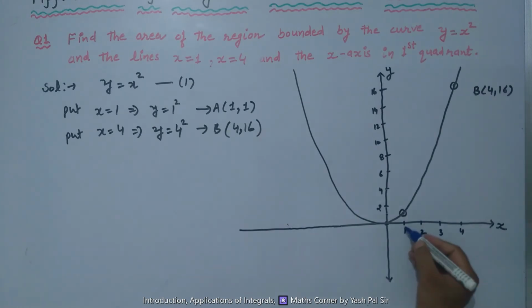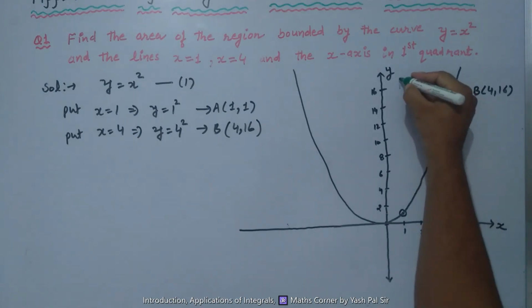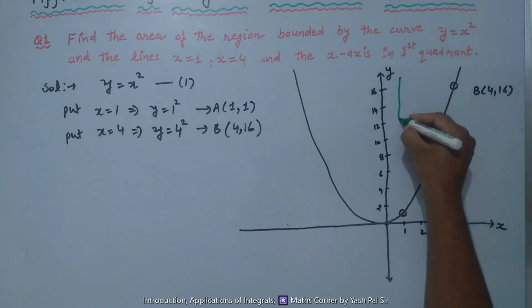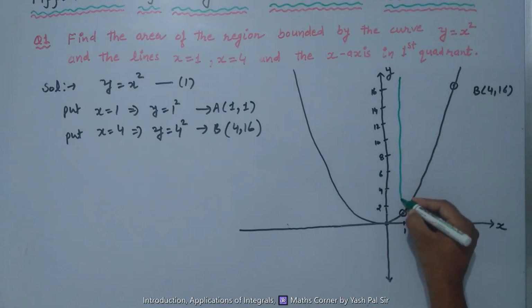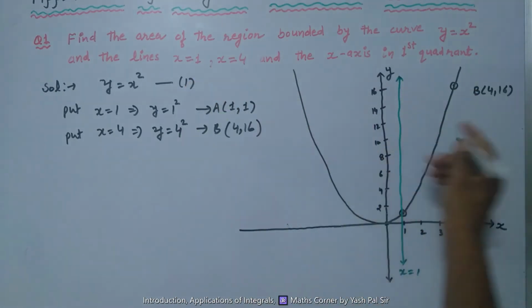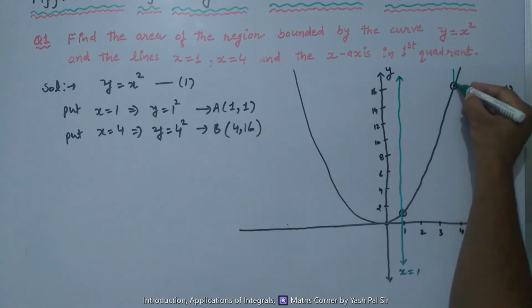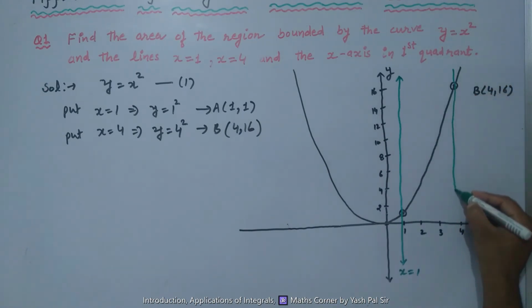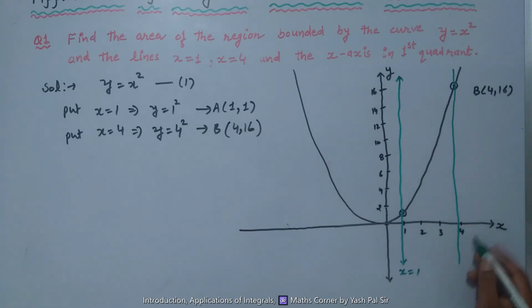Now what is their equation? Equation is x is equal to 1. So x is equal to 1 is the line parallel to y axis. So this way this line is x is equal to 1. Second time x is equal to 4 is the second line. So this way this is the x is equal to 4 second line.